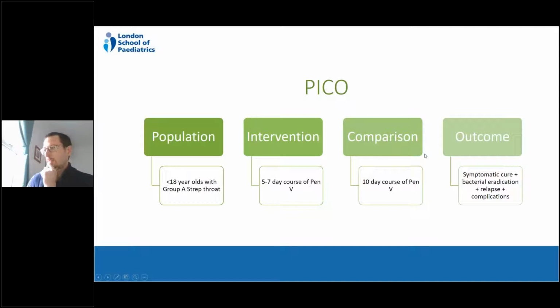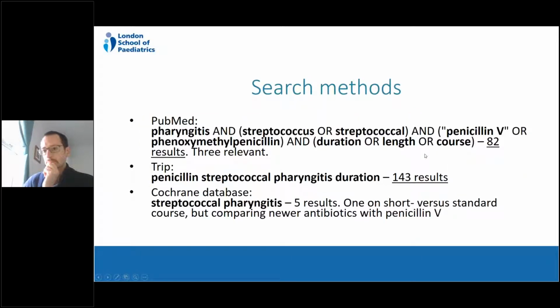With that in mind, we went through the whole search methods. We used three platforms: PubMed, TRIP, and the Cochrane database as well. As you can see on the slides, those were some of the keywords we used in coming up with results. Starting off with PubMed, we found 82 results with that strategy. However, only three were relevant to our PICO question. When it came to the TRIP database, it was useful, but it gave us 143 results, and we didn't feel that any were appropriate or relevant to our case. So we haven't really used much from that database.